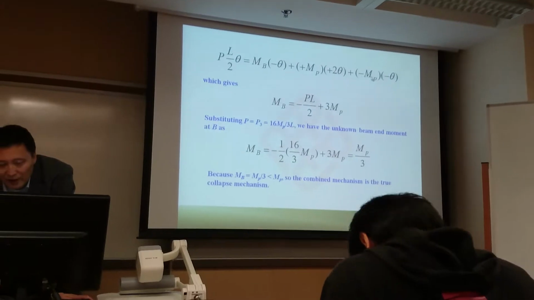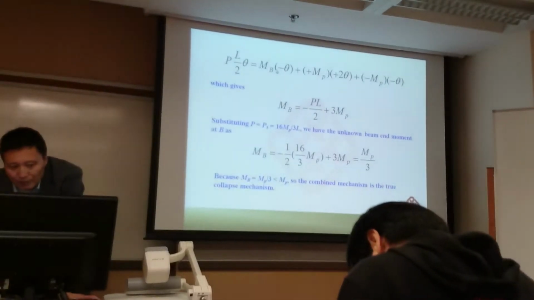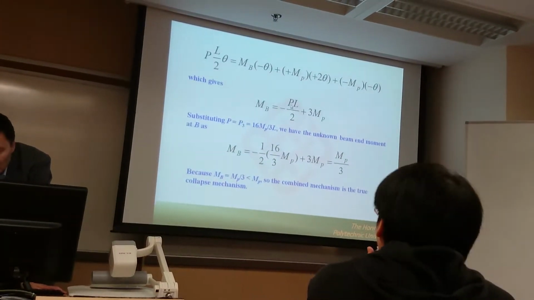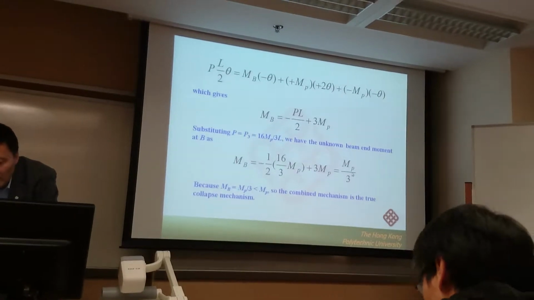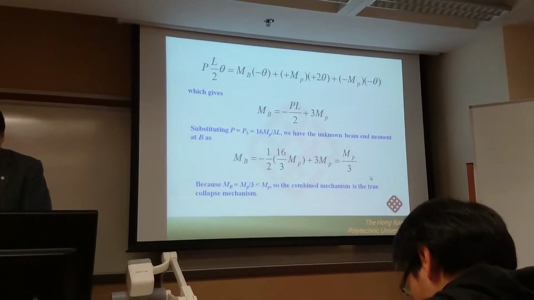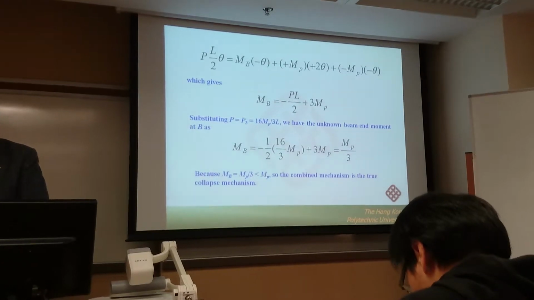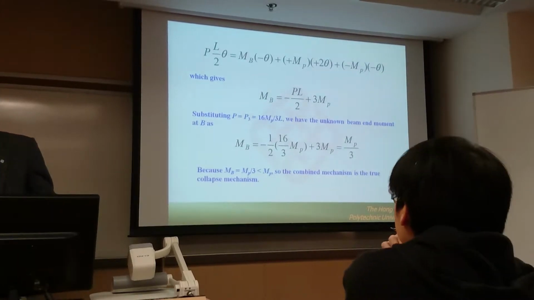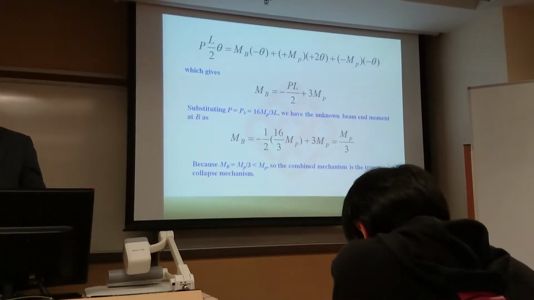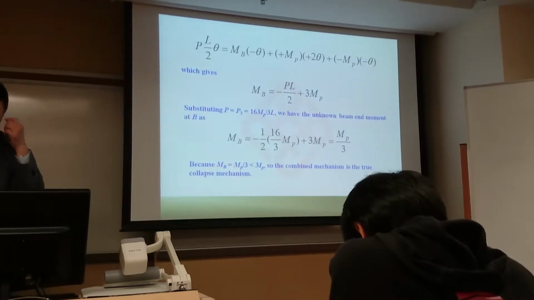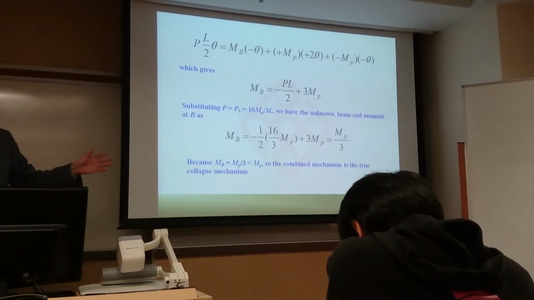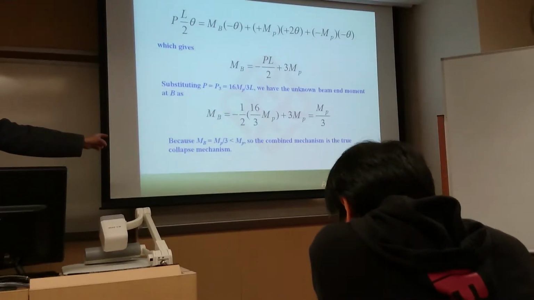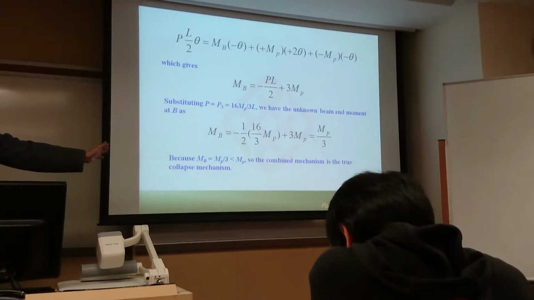You just need to solve an equation to get a solution for MB, because theta can be eliminated from both sides of the equation, and P is equal to P3. So we obtain the value of MB, and MB is equal to MP over 3. So it is less than MP. So this is the true collapse mechanism. So we can introduce the virtual displacement like this to obtain the moment for section B. And this moment is positive. That means the moment applied at section B is a sagging moment.